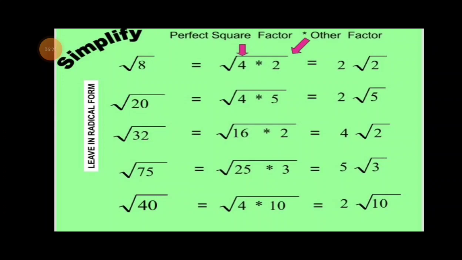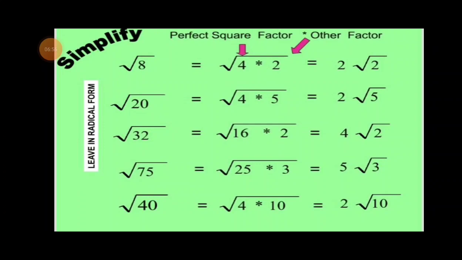Next example is the square root of 32. So we need to find two numbers that multiply to result in the square root of 32. So 16 is a perfect square and 2 is not. So the square root of 16 is equal to 4, and copy the 2.